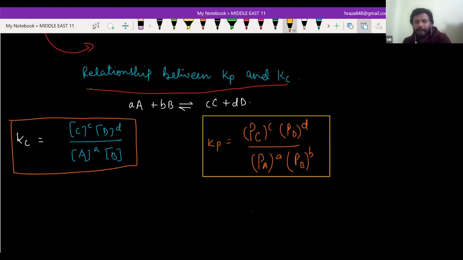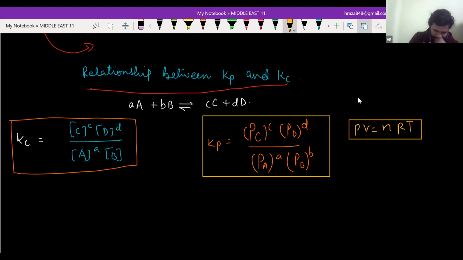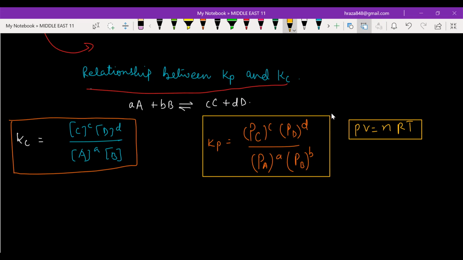So you already know the ideal gas equation, PV is equal to nRT. Everyone knows that. Now I'm going to apply it. Always remember, this reversible reaction is carried out in an open vessel or closed vessel? Open vessel. Ifra? Can you repeat your question? Is a reversible reaction carried out in an open vessel or closed vessel? Saif, you can also answer me.